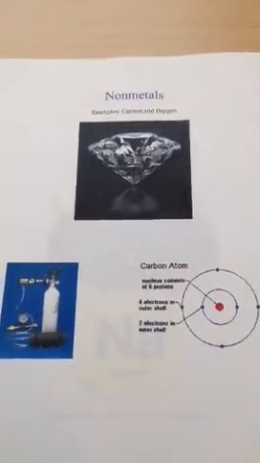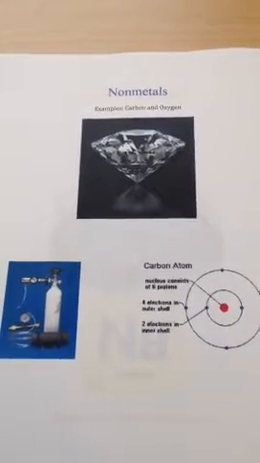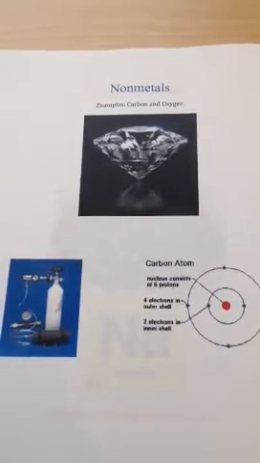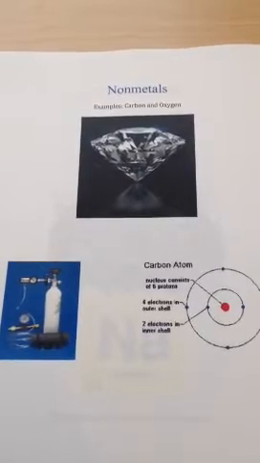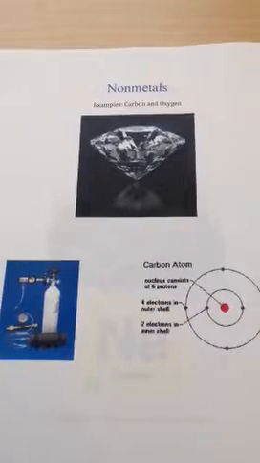The first group we will talk about today are nonmetals. Nonmetals are classified based on 4 categories. The first category is that they are poor conductors of heat and electricity. Second, nonmetals cannot be shaped. Third, they're not as shiny as metals. And fourth, they're not malleable and gain electrons easily.